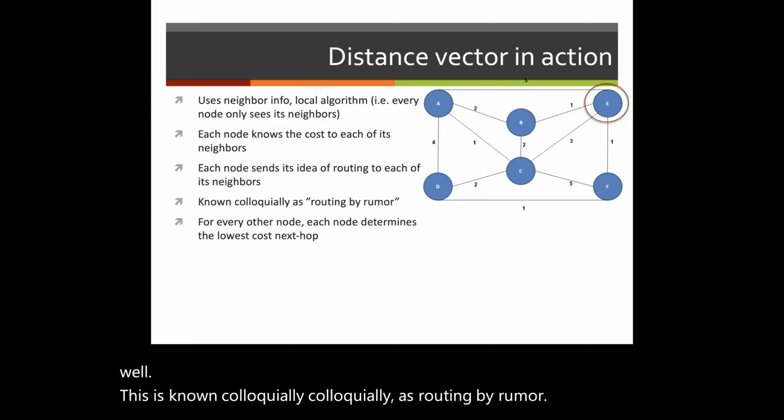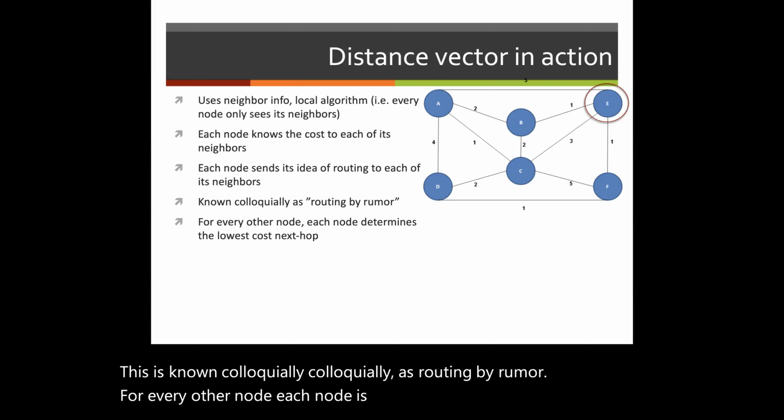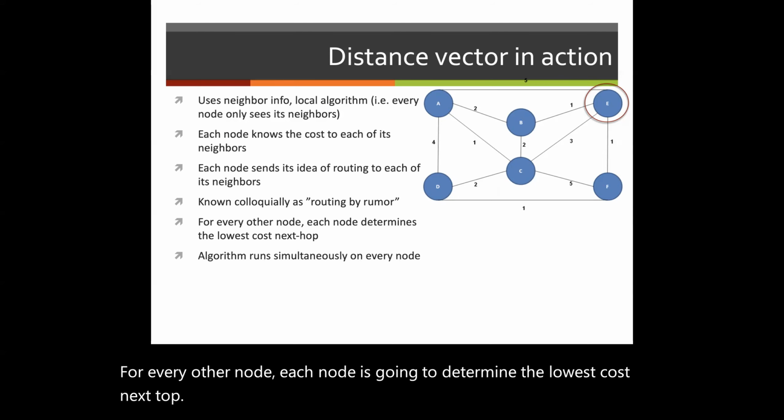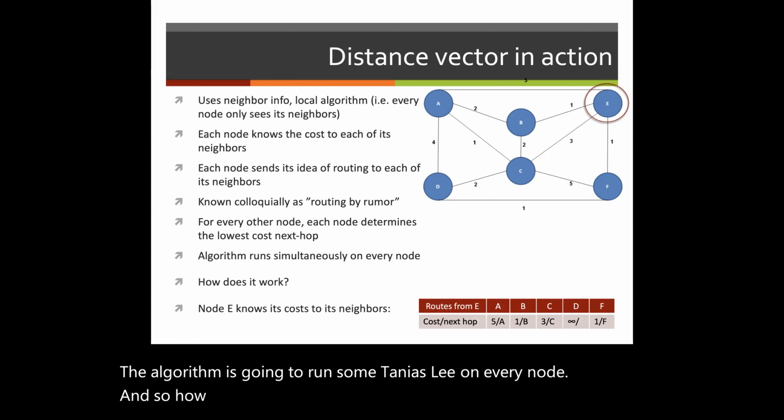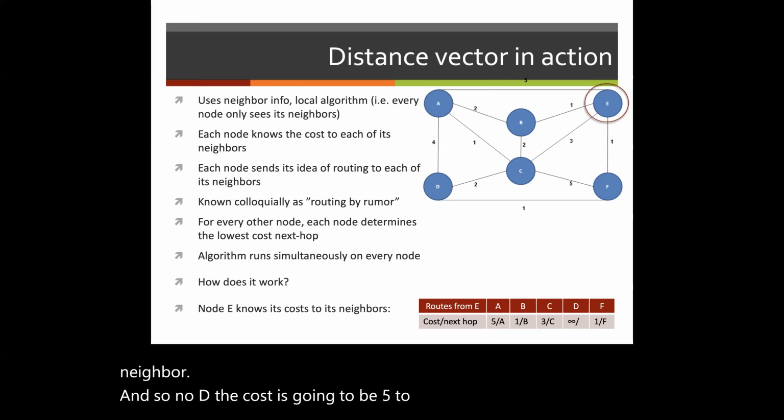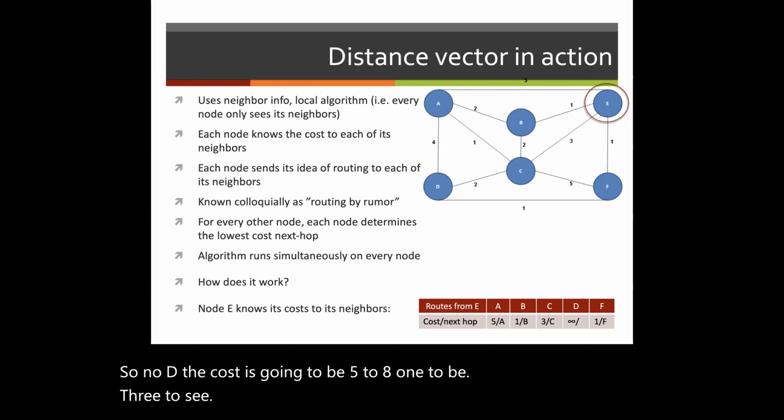For every other node, each node is going to determine the lowest cost next hop. The algorithm is going to run simultaneously on every node. And so how does this work? For example, node E knows its cost to its neighbors. And so for node E, the cost is going to be 5 to A, 1 to B, 3 to C, infinite for D, and 1 from E to F.